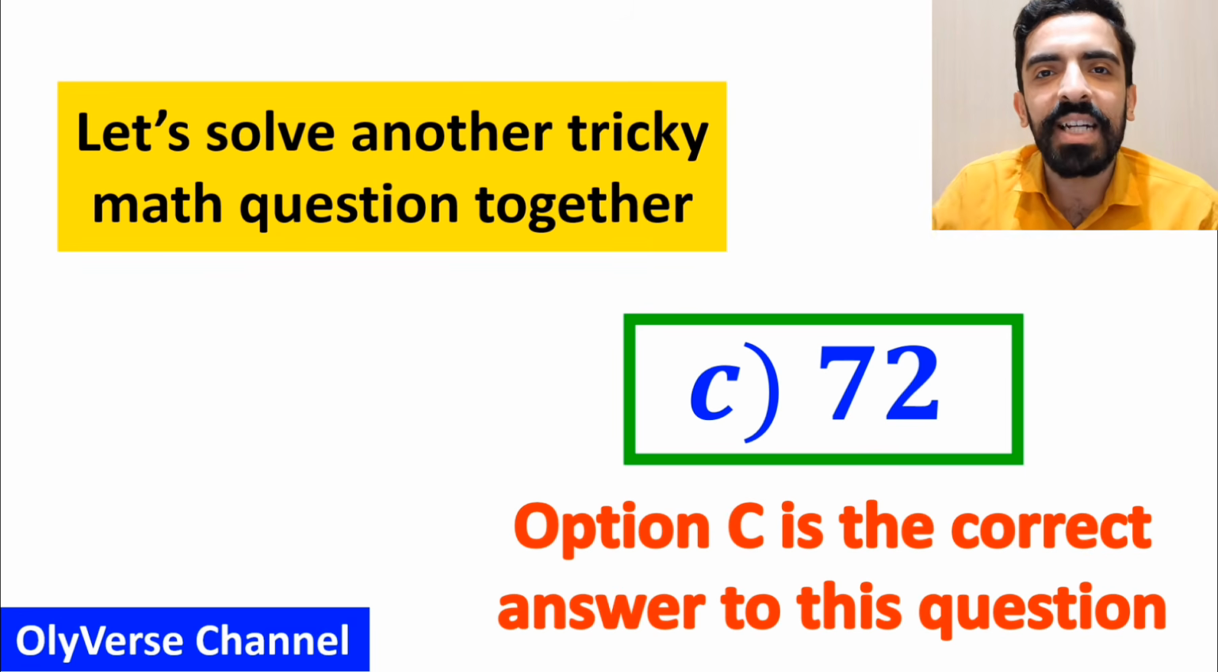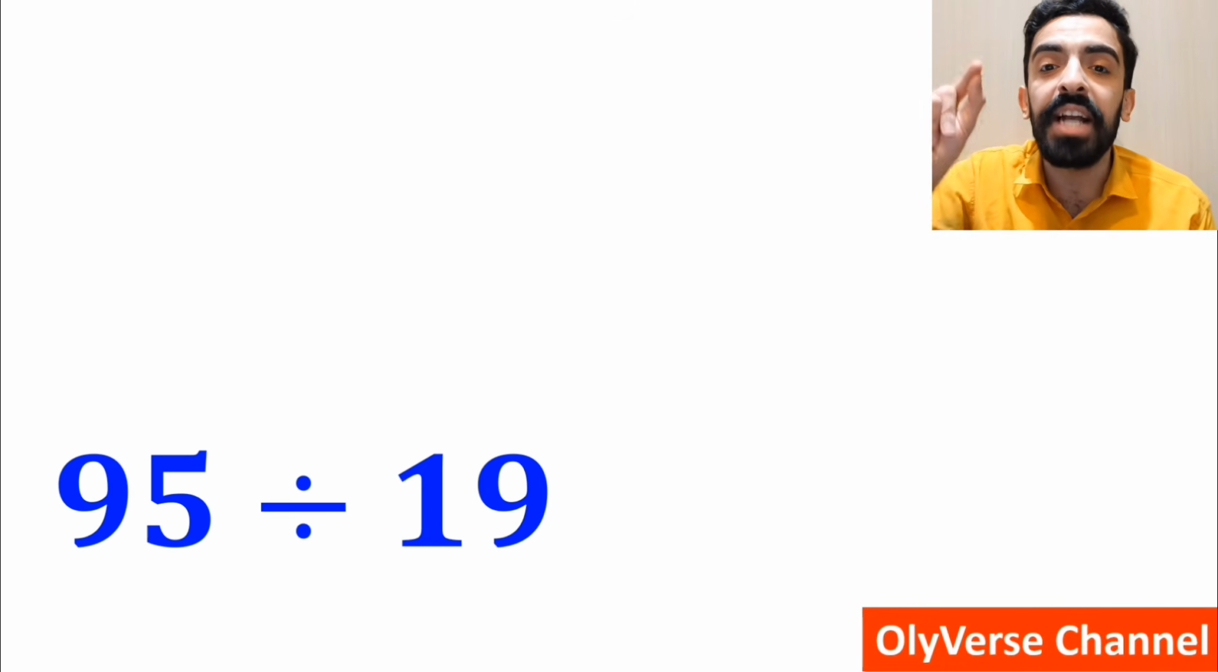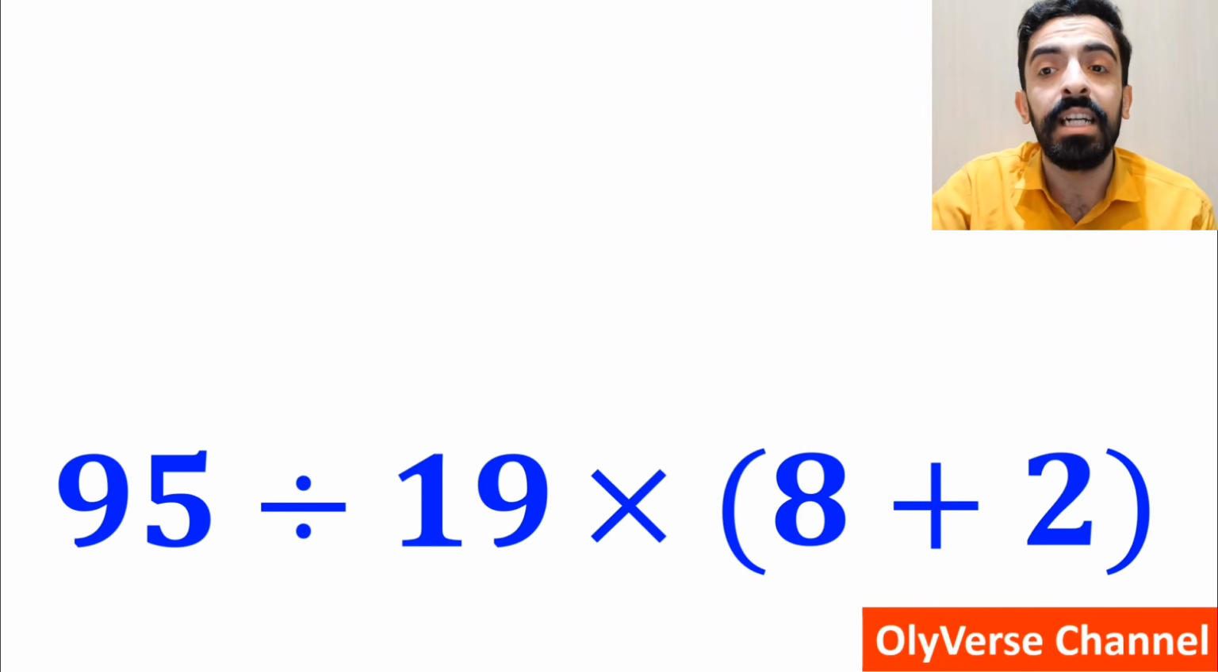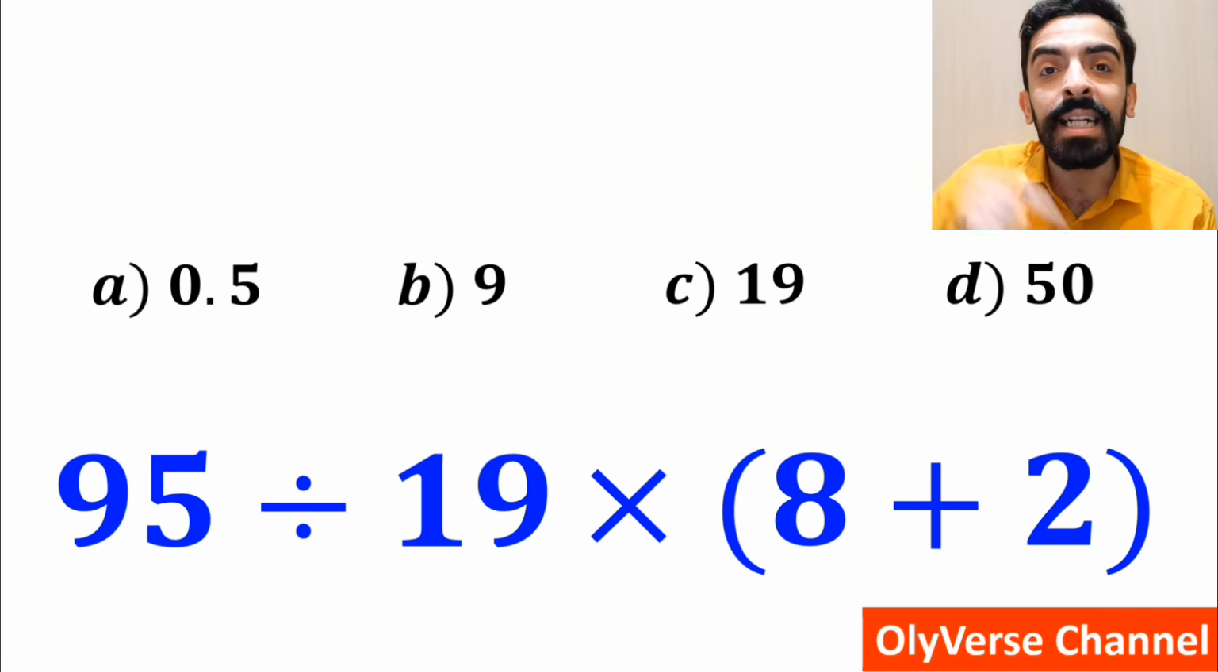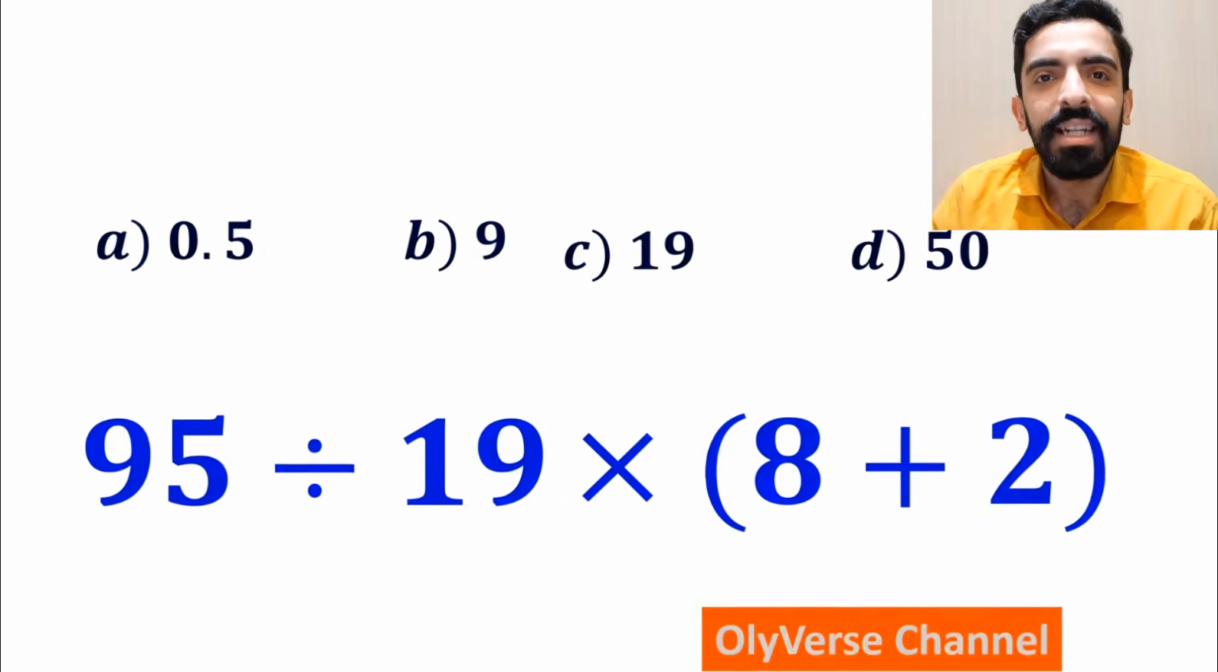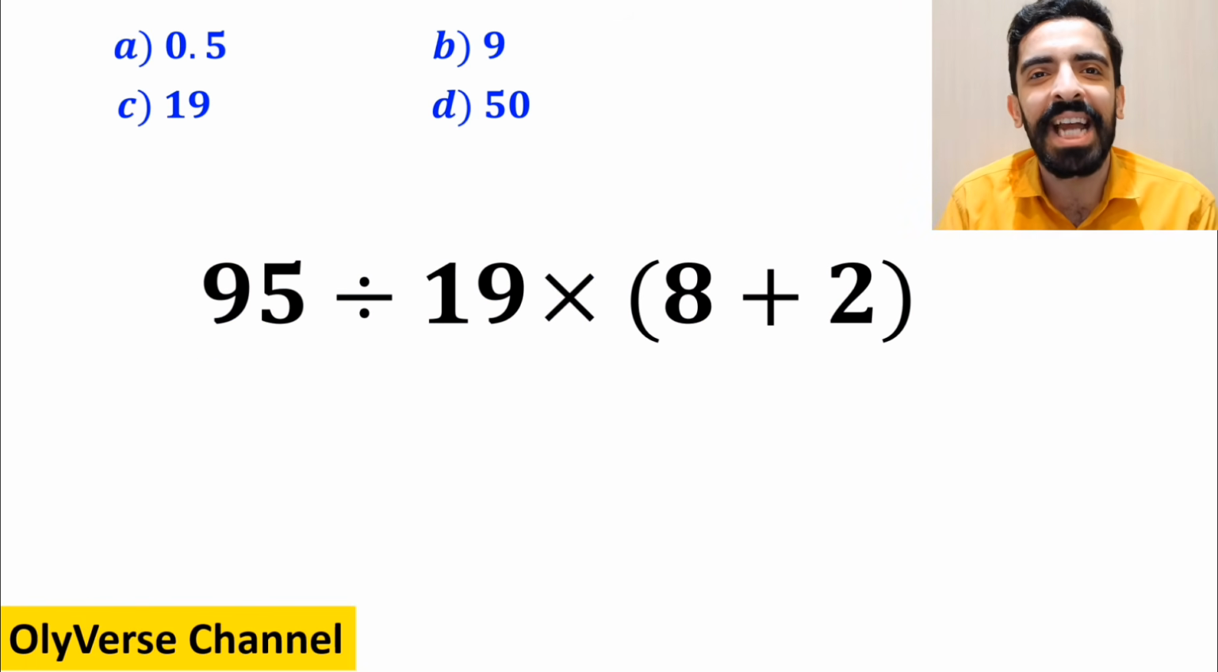Alright, now let's solve another tricky math question together. What is the value of the expression 95 divided by 19 times open parenthesis 8 plus 2 close parenthesis? Which option do you think is the correct answer to this question? Let's take a closer look and solve it together.